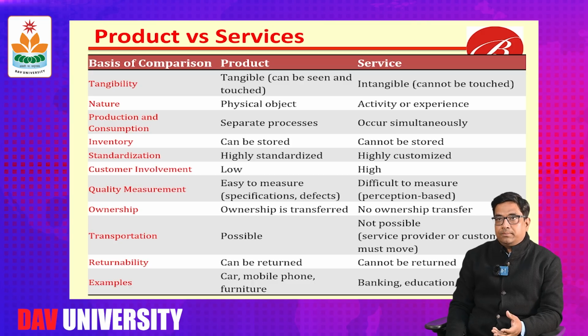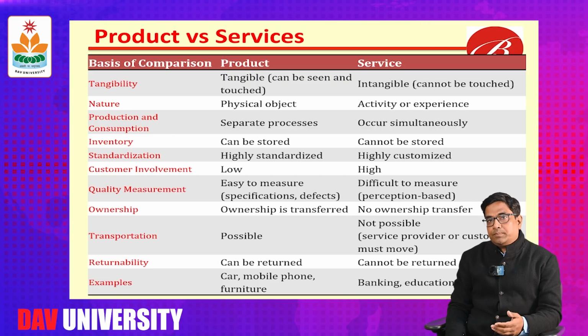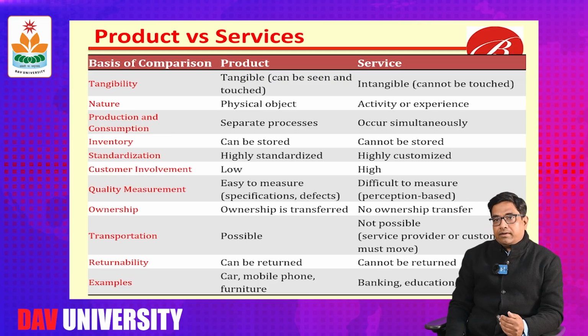So products are tangible, whereas services are intangible. We cannot touch the services. Then nature: products are physical objects, and as far as services are concerned, services are activities or experiences. Then the next parameter is production and consumption. Products are produced and consumed as separate processes, whereas services occur simultaneously.